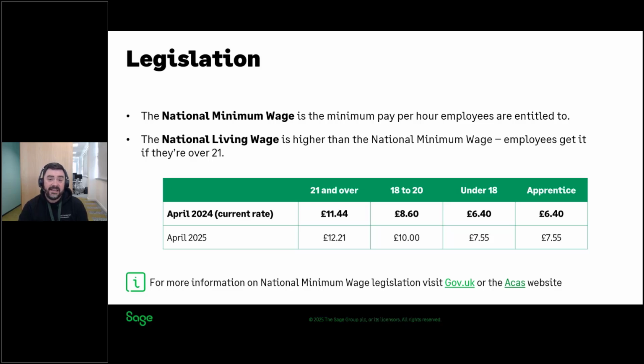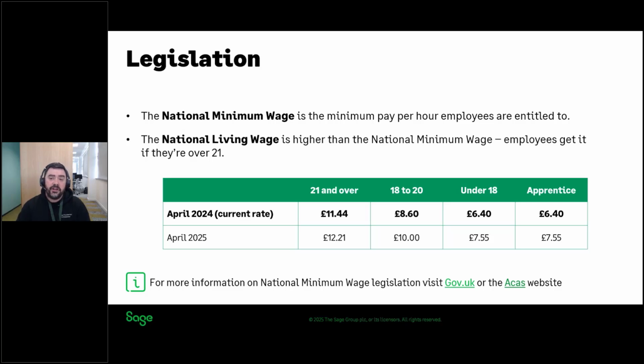If they're over 19 and they're in their second year of apprenticeship, the minimum wage for their particular age will apply. Now, I've put a couple of links on this slide, which will take you to more information about the legislation on both the gov.uk and ACAS website, and you'll be able to check those links if you download the handout.